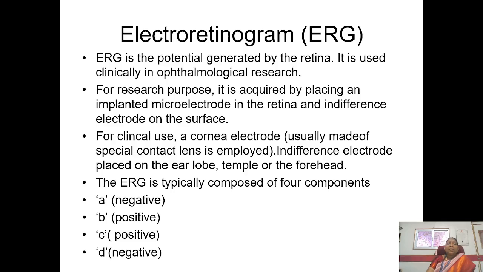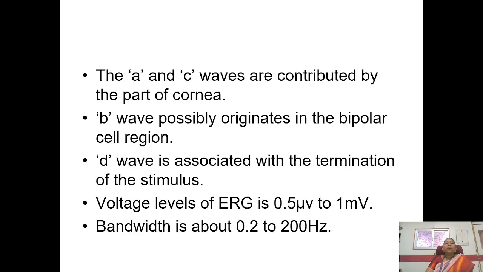And if you see the ERG, there are four components, four waveforms: A negative, B positive, C positive, and D negative. The A and C waves are contributed by the cornea. The B wave originates from the bipolar cell region. The D wave is associated with the termination of the stimulus. And the voltage level of the ERG is 0.5 microvolts to 1 millivolt, and the bandwidth is around 0.2 to 200 hertz.